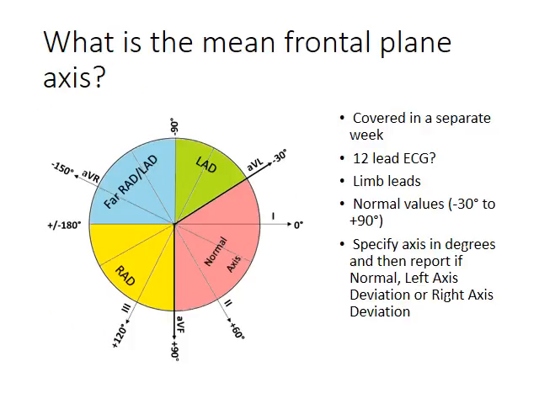The final part of our analysis is the calculation of axis. I touched on this in the previous session, saying we'll spend a good period of time looking at this later. We will be calculating axis from the limb leads, and remember we said that normal axis is between -30 and +90 degrees.